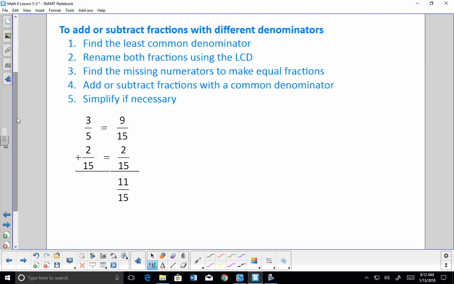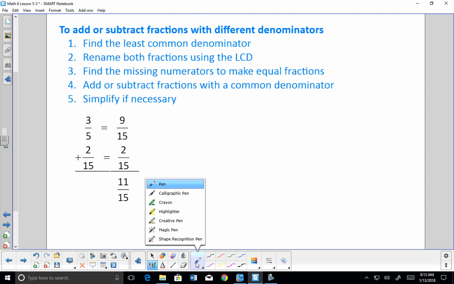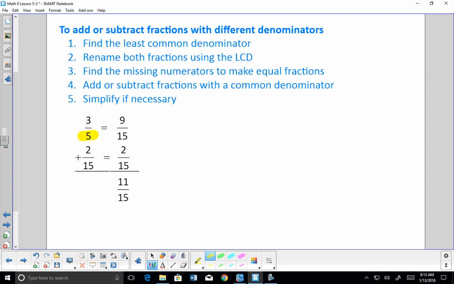I have an example here. 3/5 plus 2/15. 5 and 15 are your denominators, but they are not common denominators. Okay. 5 and 15 do have something in common. If you found the least common denominator of these denominators, it would be 15. Which means for 15, I would just keep it as 15.